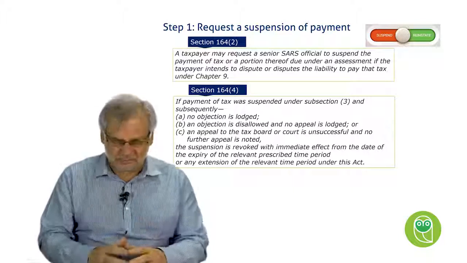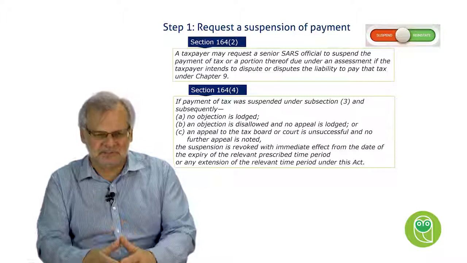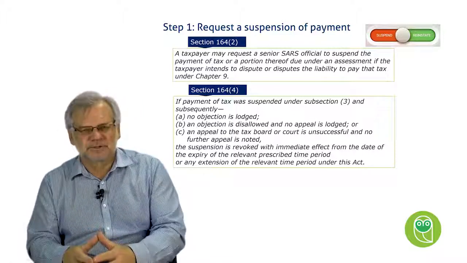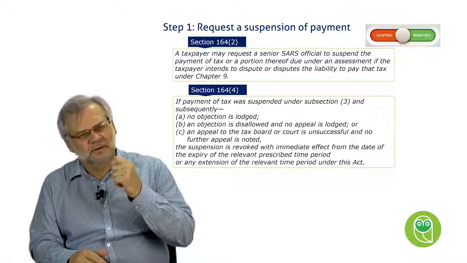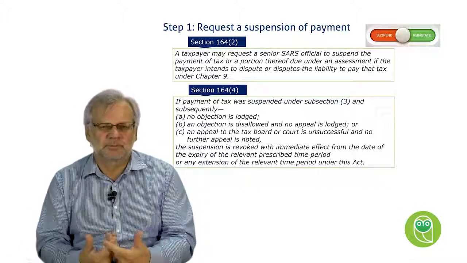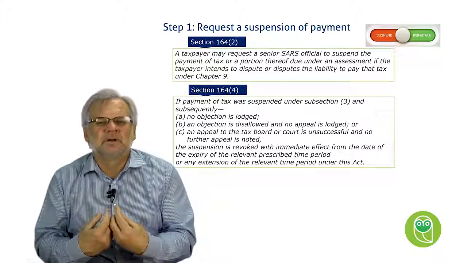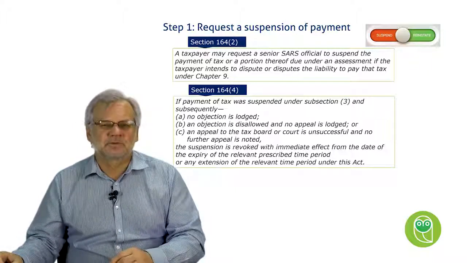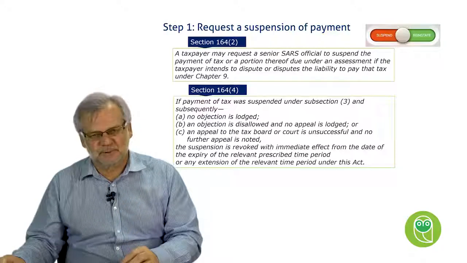So we've got the scenario: an assessment issued by SARS, and the taxpayer disagrees with the assessment and wants to dispute it. First step, request suspension of payment. Make certain that we are not caught by SARS officials phoning and saying, when are you going to pay today? You need to have some official document that requests suspension of payment. And actually the e-filing system allows for that now. So you can do the request for suspension of payment through e-filing.